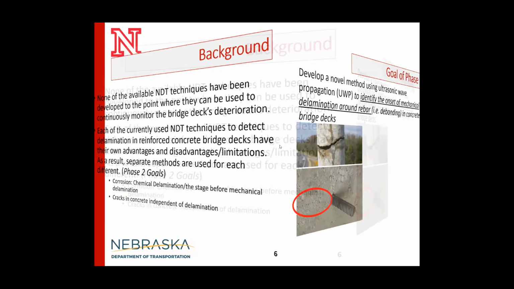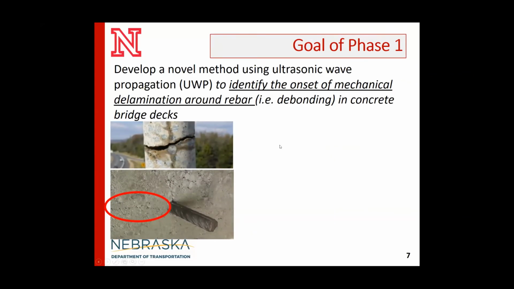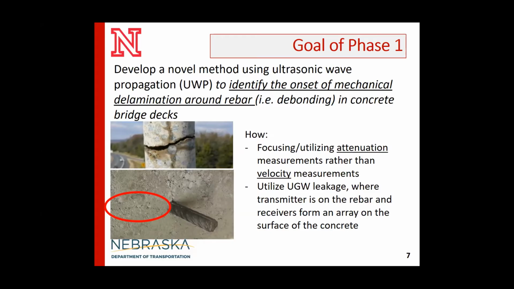So with that, the goal of the starting project was, we had long discussions. All these ideas are great, but you have to start small. So we said, okay, let's see if we can use this to identify the onset of mechanical delamination, which is the physical separation of concrete and rebar using this method. And the how, at the start, we already knew we were going to use amplitude measurements rather than velocity, the time delay measurements that are typical, based on some research that was previously published.